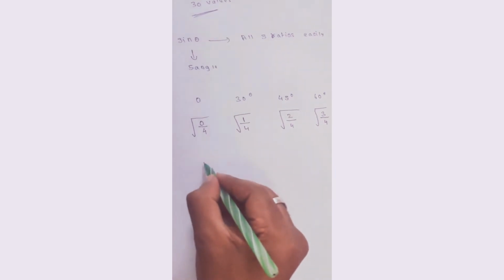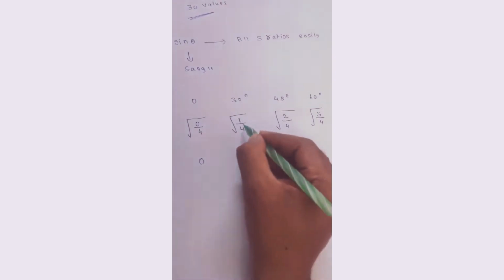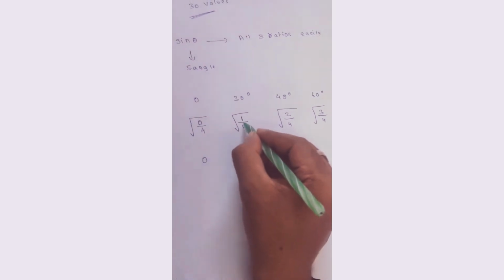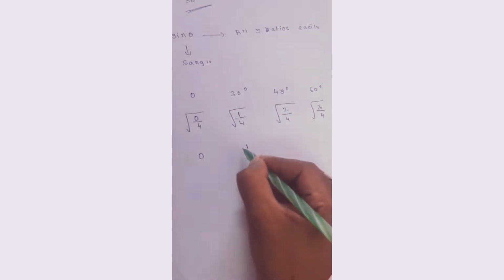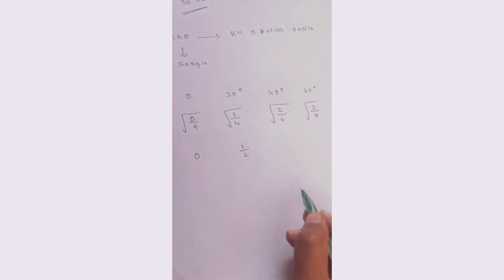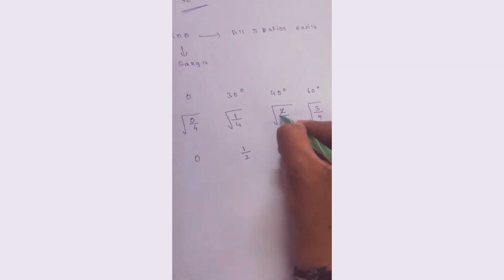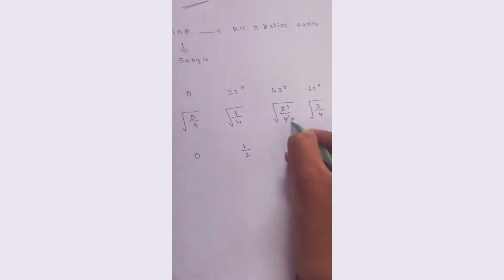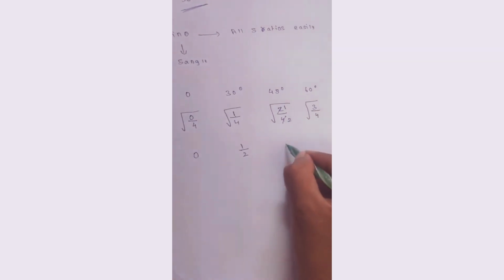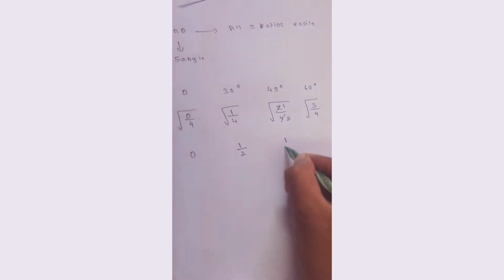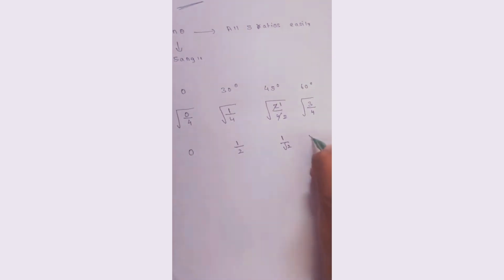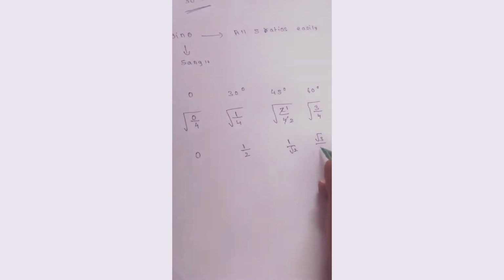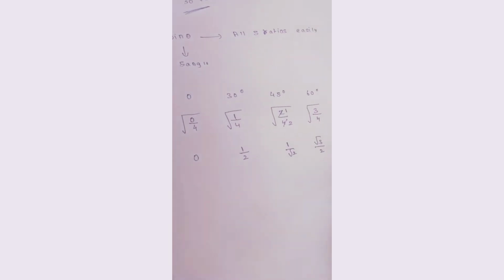So you know 0 by 4 value is 0, right? And root over of 1 by 4: root 1 is 1, and root 4 is 2. Coming to 45 degrees, 2 ones are 2, cancellation, 2 twos are 4. So root 1 value is 1 and root 2 value is root 2. Coming to 60 degrees, root 3 value is root 3 and root 4 value is 2. And in the 4 by 4 case, root 1 value is 1.